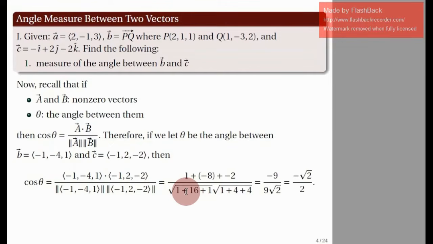Okay, a very familiar expression for cosine. So in order to get theta, we just get the cosine inverse of that. So that our theta here is 3 pi over 4. And that is precisely the angle measured between vector B and vector C.